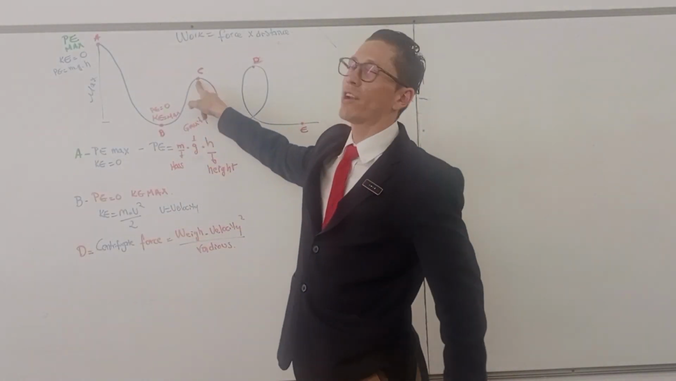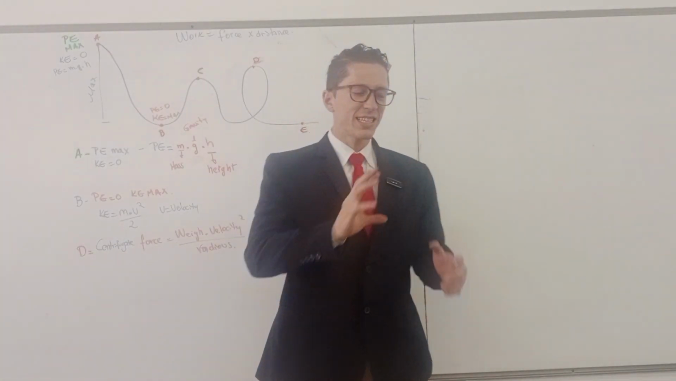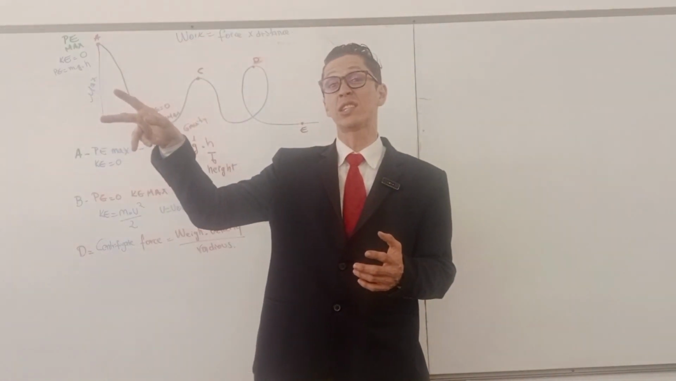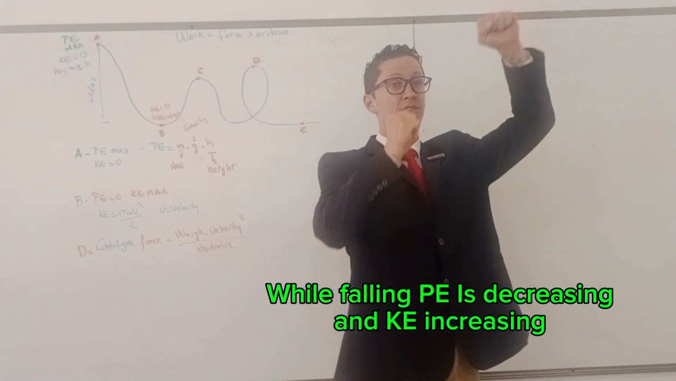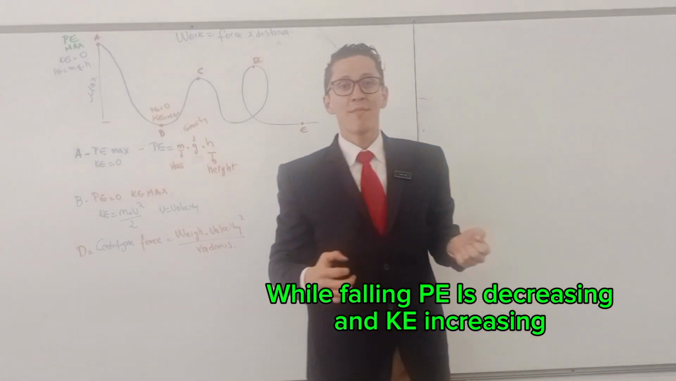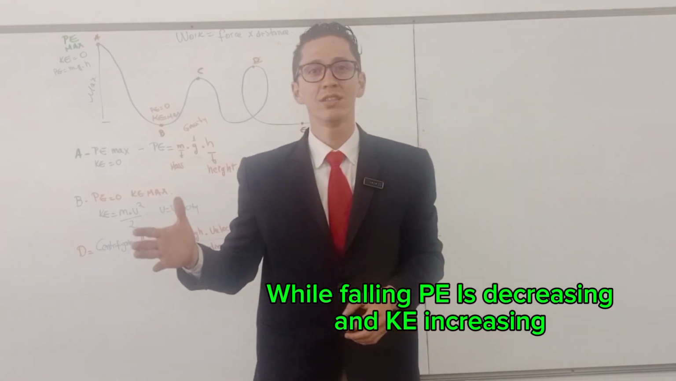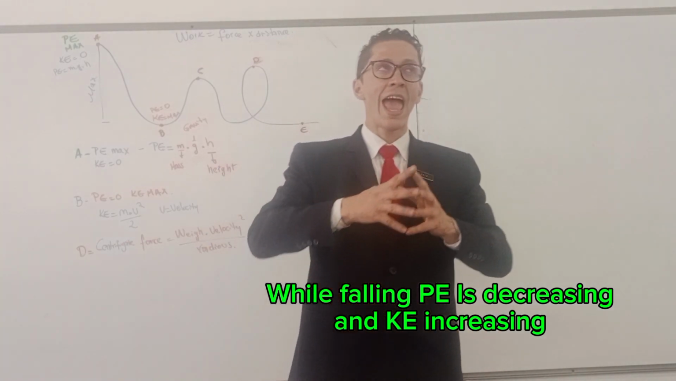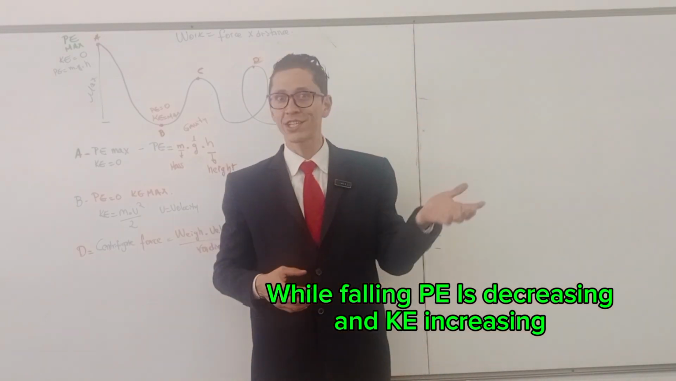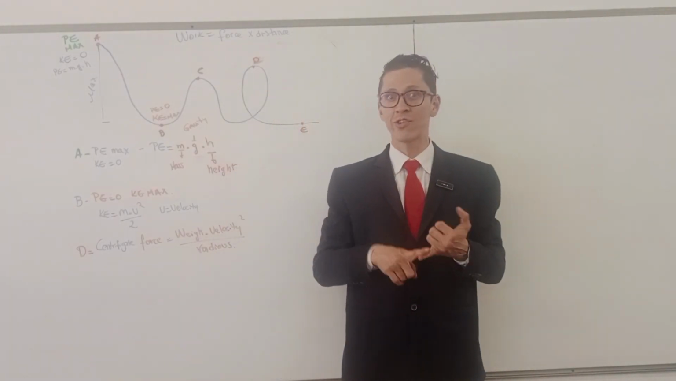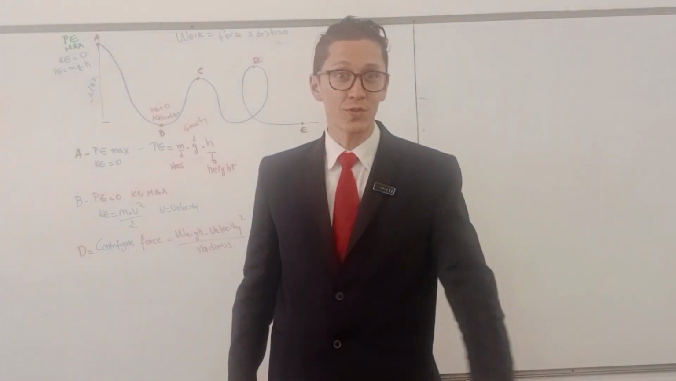So at this part, at C, we are saying that yes, the potential energy is increasing and the kinetic energy is decreasing, right? Because the sum of both is equal to the total energy of the system. Recall this: energy cannot be created, nor destroyed. It just has to be transformed, right?